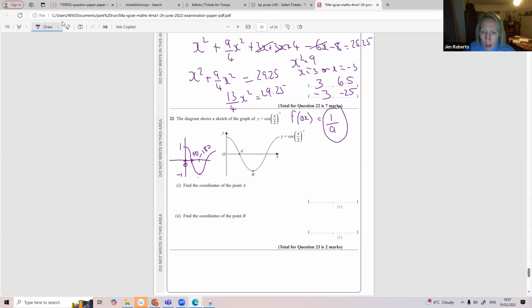What is a here? Well, this is cos of a half x. 1 divided by half is 2. We're going to need to multiply your x values by 2. So if you multiply that 90 by 2, that's 180, the coordinates. Multiply 180 by 2, it would be 360, negative 1.